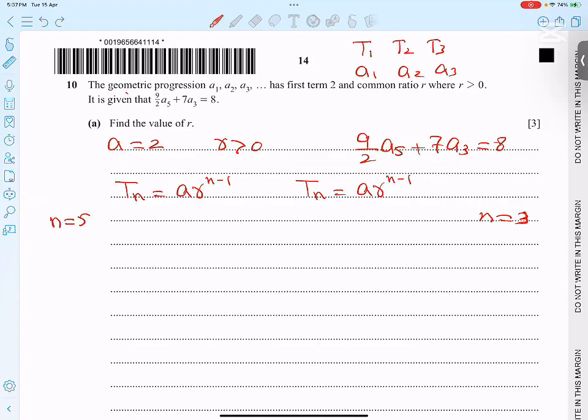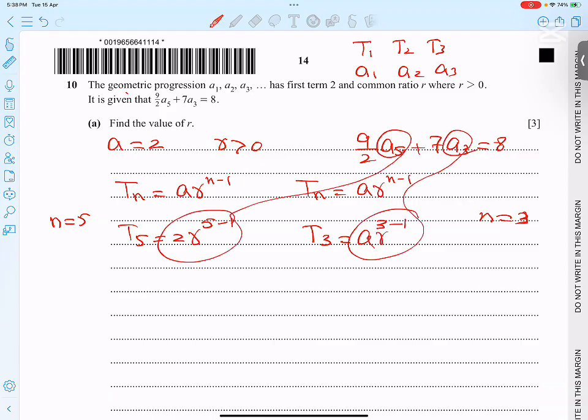So when I plug in 5, I get T5. The a value is 2, so 2 times 2, the r value I don't know, and here 5 minus 1. T5, I'm just leaving it as it is, and I will replace it later there. T3, and 3 minus 1, we get r to the power 3 minus 1. So this value I'm going to replace here, and this value I'm going to replace here.